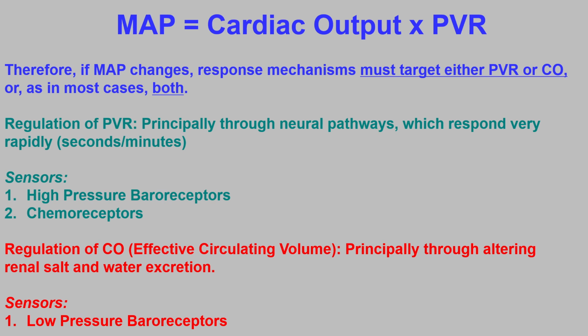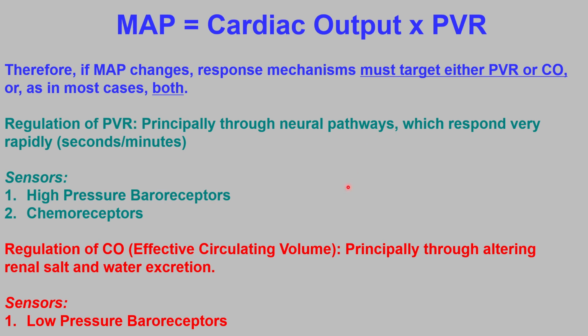there are two major pathways for the minute-to-minute or short-term regulation of blood pressure, which target either the cardiac output or the peripheral vascular resistance, since these are the two components which together determine the mean arterial pressure.